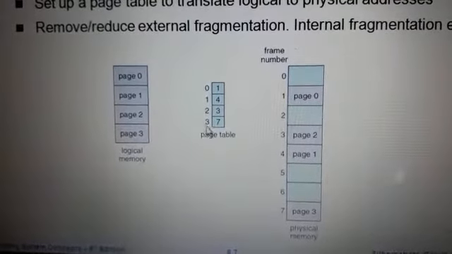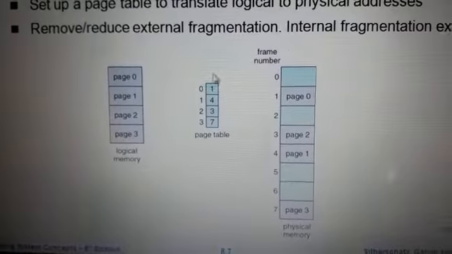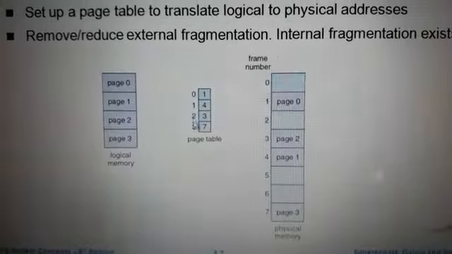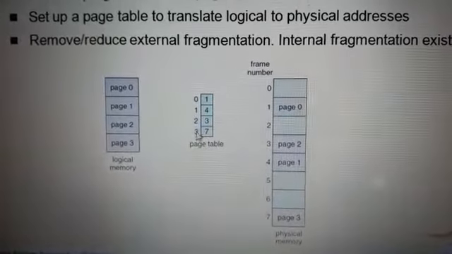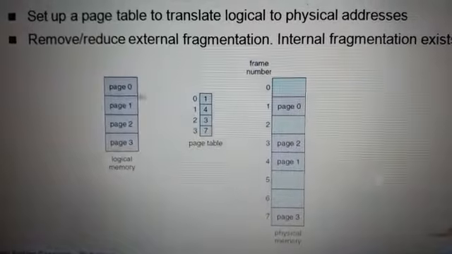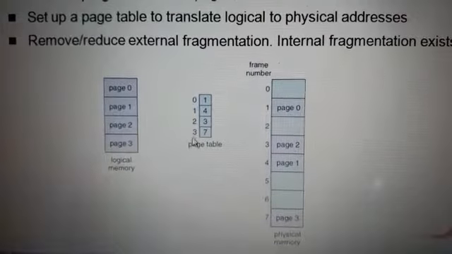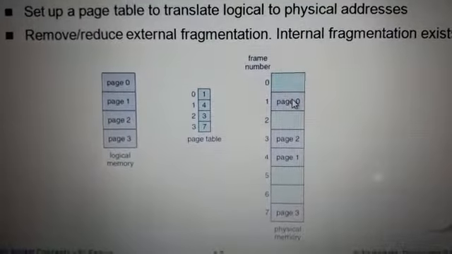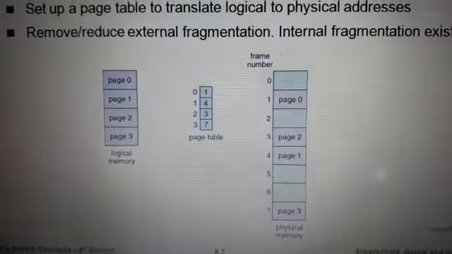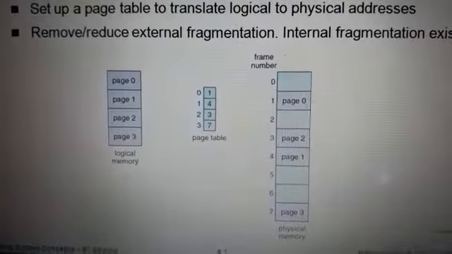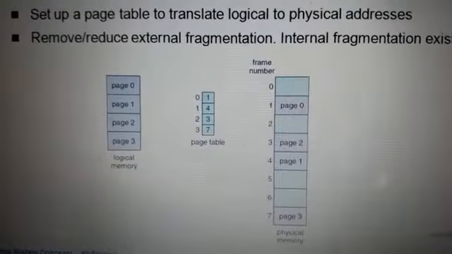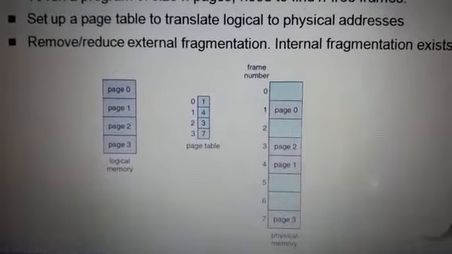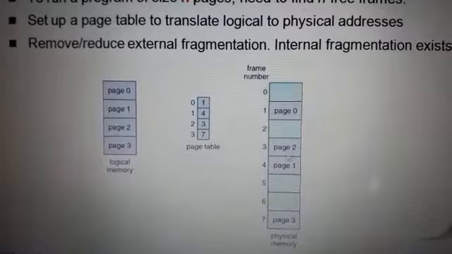and a page table for the translation of logical to physical address. Totally there are 4 pages, 0, 1, 2, 3. These are nothing but the page numbers, represented here in the page table. And what are the frames allocated? There are several frames here in the physical memory. Some frames are allocated to these pages, that is page 0, page 1, page 2, page 3.